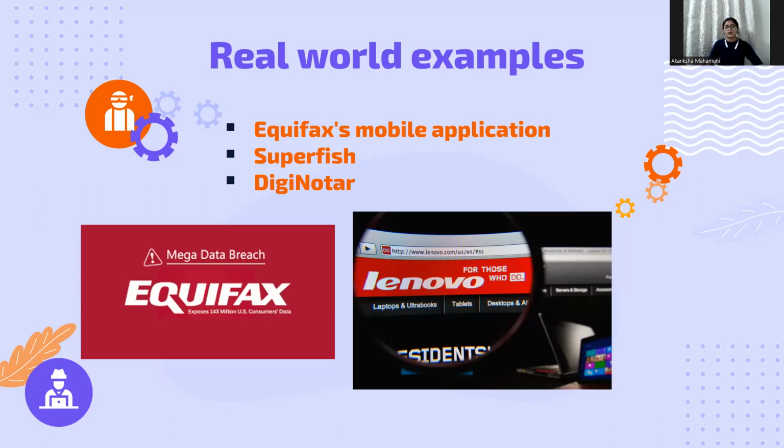Then these are the current attacks which occurred: Equifax, mobile application, Superfish, DigiNotar. Equifax is the attack which occurred in the United States, which had a data breach of over 44% of the population of the US, because of which the attacker had access to their license number, credit card credentials, their address, their phone numbers, which was a mega data breach.